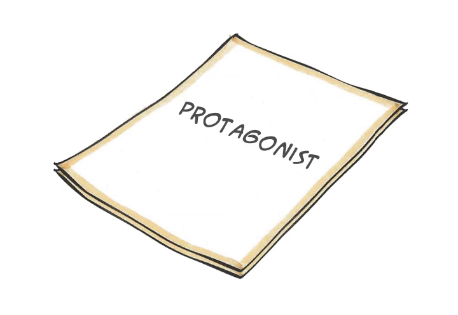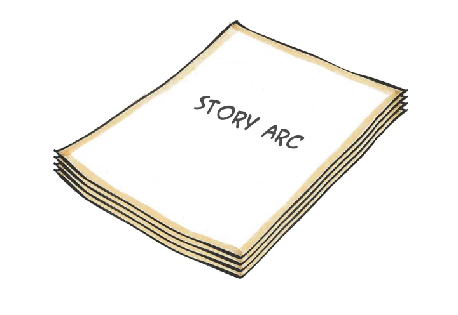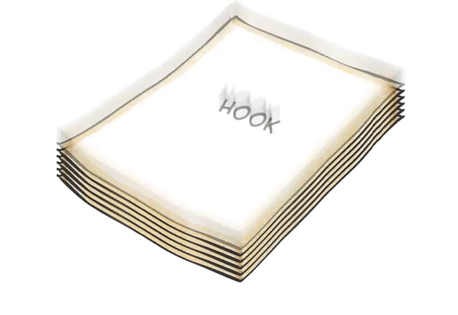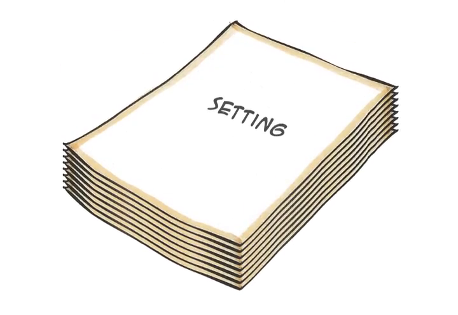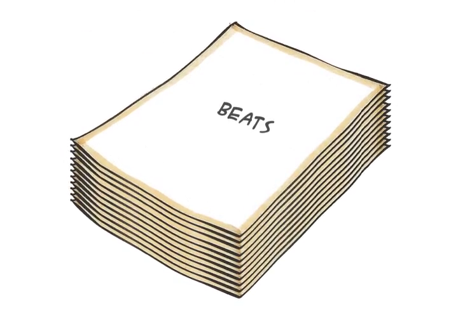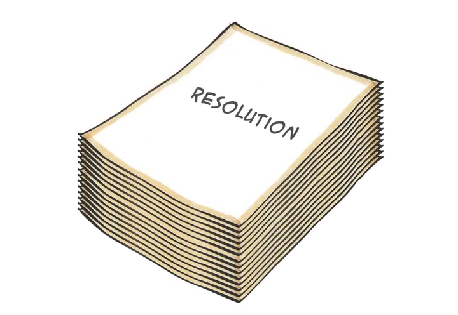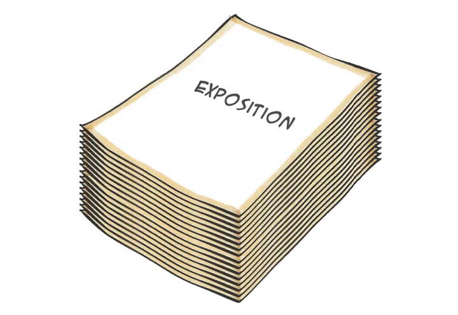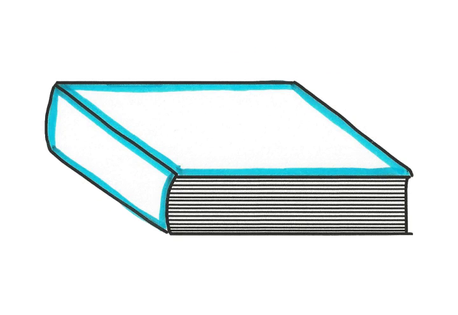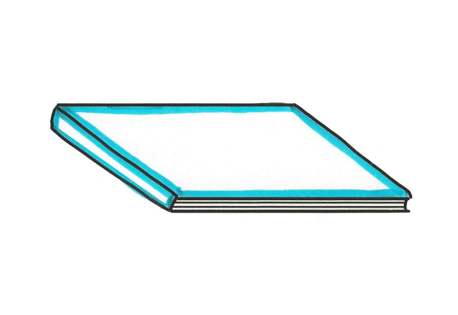Characters, a protagonist, an antagonist, a story arc, character arcs, a hook, plot, setting, conflict, surprise, beats, theme, climax, resolution, build-up, exposition, and on and on and on. On second thought, maybe a full-length novel is too much to tackle. Perhaps it would be easier to write a short story.